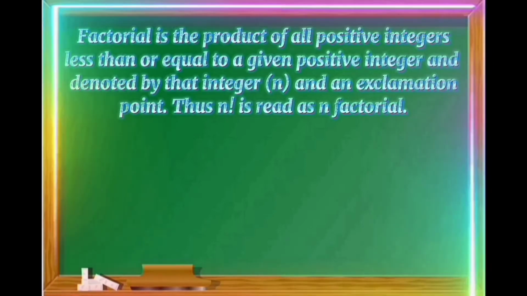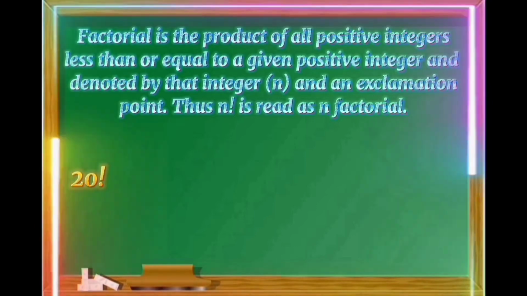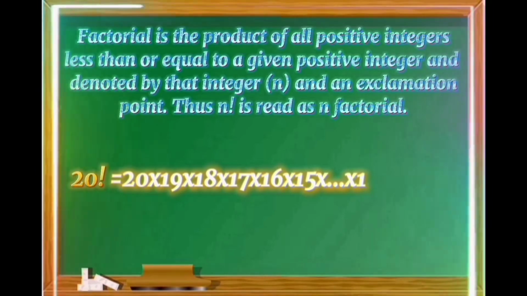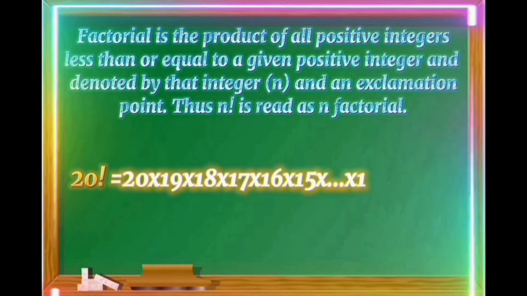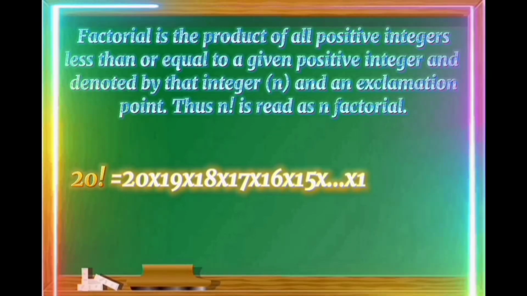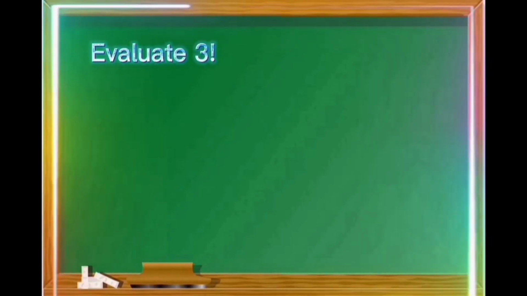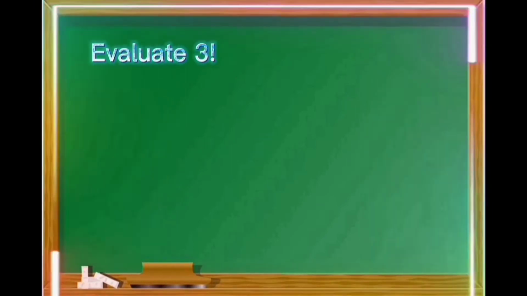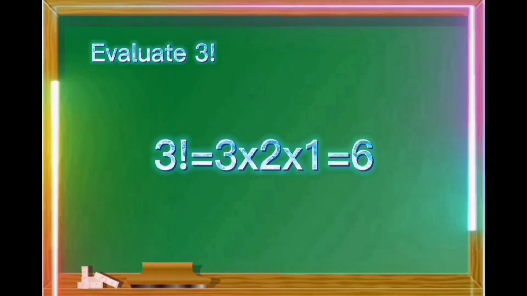In the previous example, our n is 20. So to get the product, let us represent it by 20 factorial. 20 factorial means 20 times 19 times 18 times 17 times 16 times 15, down to 2 times 1. Now, can you evaluate 3 factorial in 3 seconds? What's the answer? That's right, 6. 3 factorial means 3 times 2 times 1, and that is equal to 6.